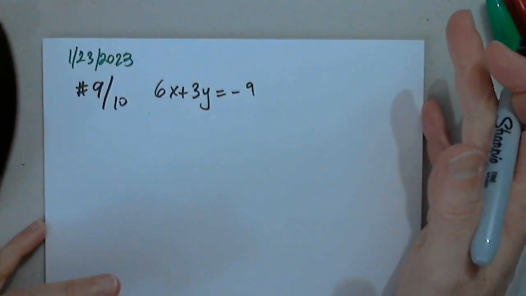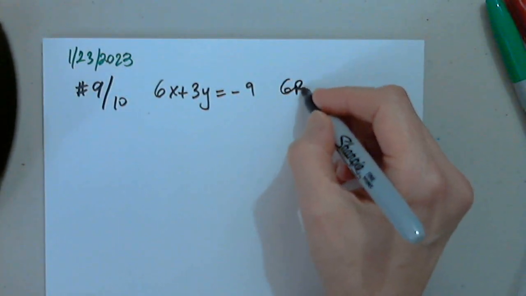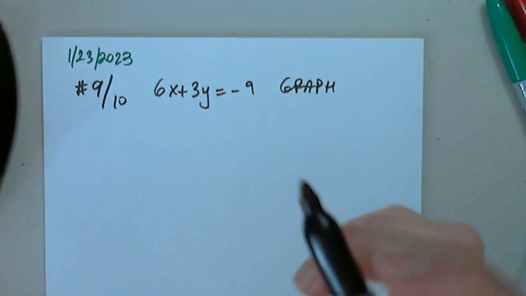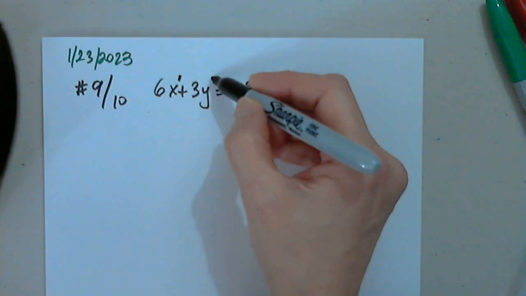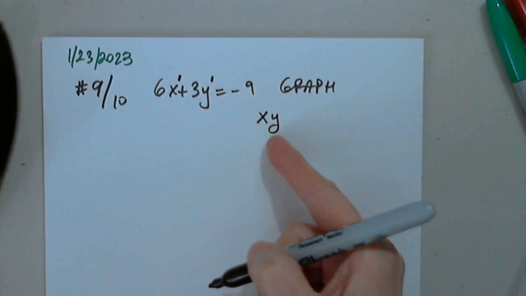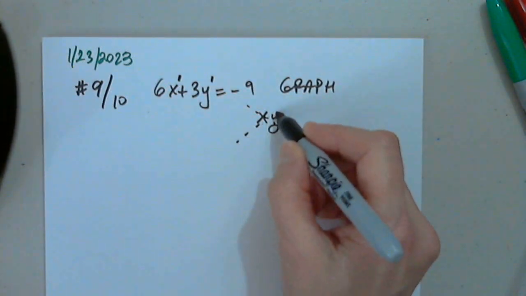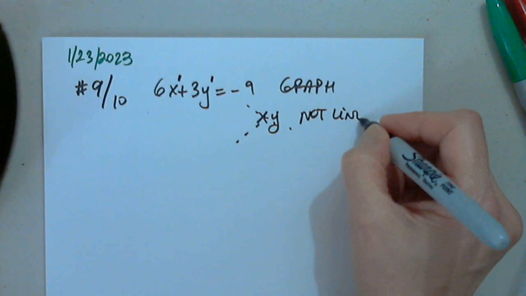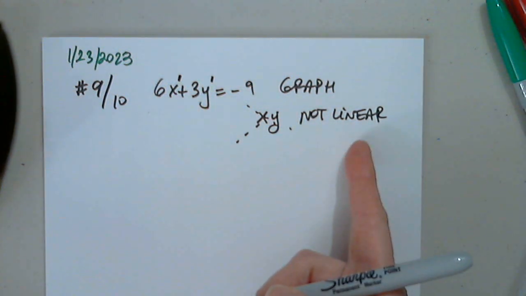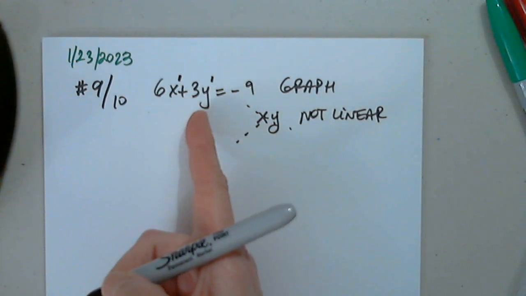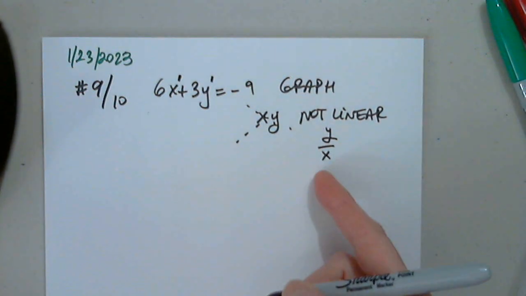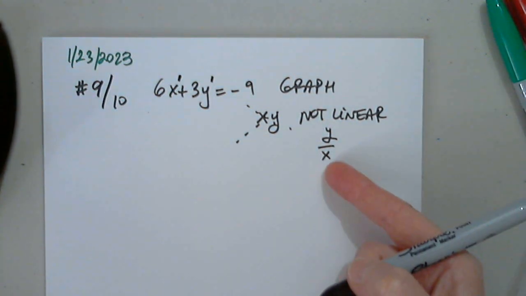Okay, so here we're asked to graph this equation. Well, remember, as long as the powers of x and y are 1, and they are, and we do not have a product, this is linear. A product of x and y is not a linear function. But here we don't have a product of x and y. And we cannot have, let's say, y divided by x, because x has power -1.